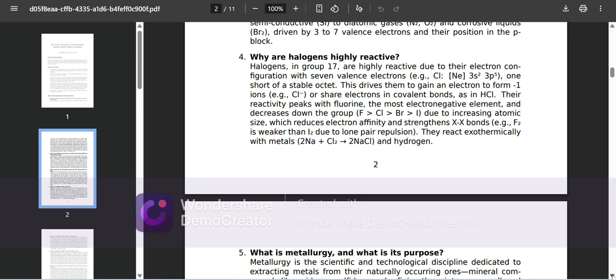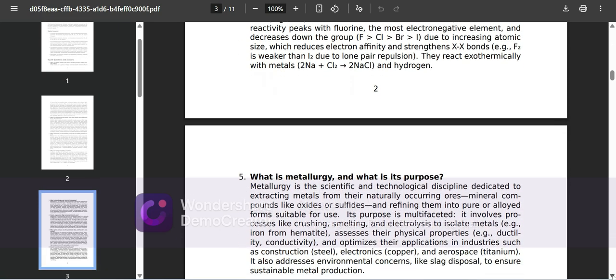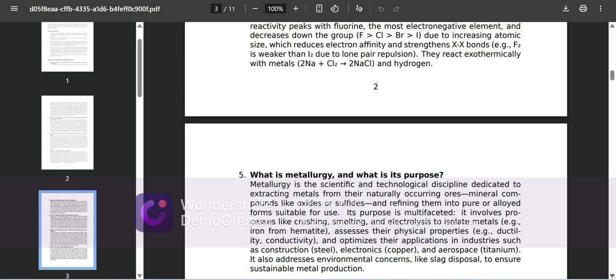Their reactivity peaks with fluorine, the most electronegative element, and decreases down the group: fluorine, chlorine, bromine, iodine, due to increasing atomic size, which reduces electron affinity and weakens X-X bonds. Example, F2 is weaker than I2 due to lone pair repulsion. They react exothermically with metals: 2Na + Cl2 = 2NaCl, and with hydrogen to form HCl.